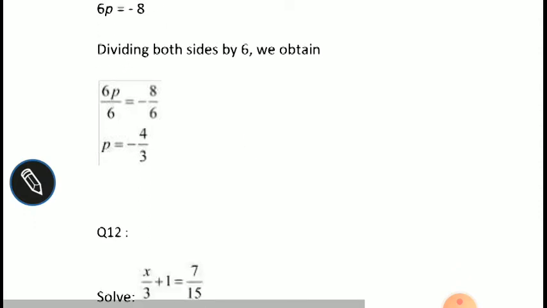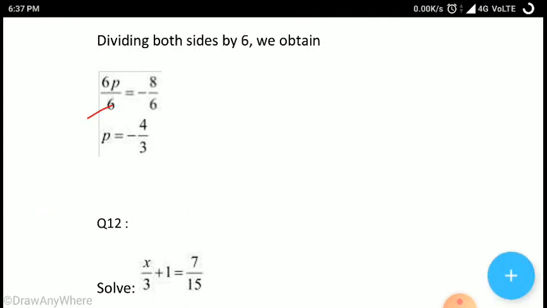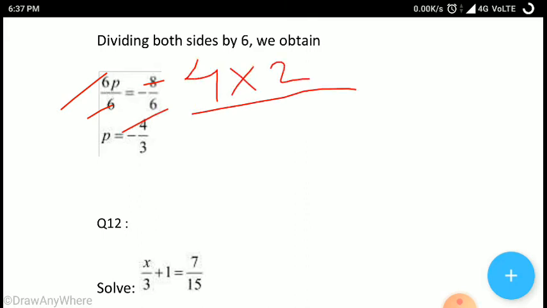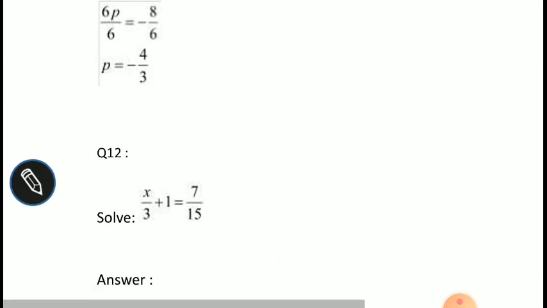So what do we obtain? 6p upon 6 is equal to minus 8 upon 6, right? So here the numerator and denominator are common, so we cut it, and in the RHS you can see the 8 is given. So what are the factors of 8? 4 twos. Okay, and what are the factors of 6? 3 twos. So which number is common in numerator and denominator? 2. So which number is remaining here? Minus 4 upon 3. So minus 4 upon 3 is our answer.